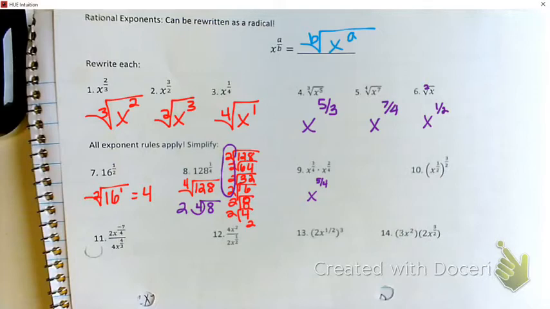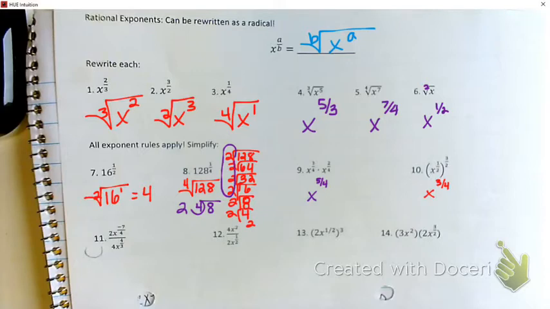Number 10. On number 10, you're raising something to a power. So what am I going to do to the powers? Multiply. Alright, so multiply 1/2 times 3/2. So you have x to the 3/4. Adding fractions, you have to get common denominators, a little bit more complicated. Multiplying fractions, you just multiply the top and multiply the bottom. Okay.